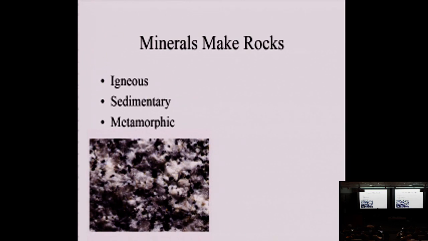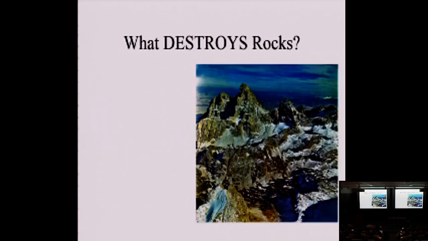So minerals make rocks. You all know there's 3 types of rocks: igneous, sedimentary, and metamorphic. And this is a picture of an igneous rock called diorite. So minerals make up rocks. Rocks are an amalgamation of 1 or more minerals. So now that we're at the top, we've made rocks.